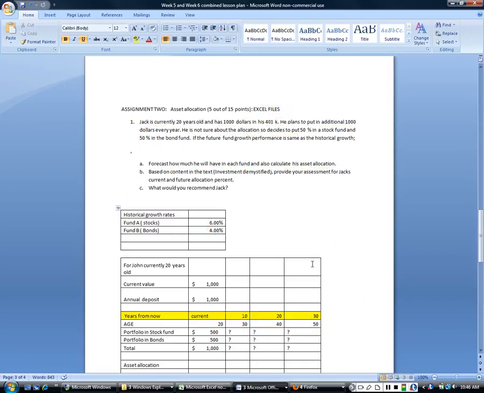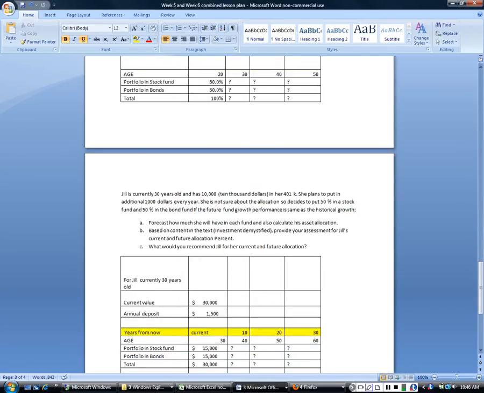Now, let me just talk about the second one. The second one is very similar, except we have just different numbers. Looking at a person this time around, she's 30 years old. She's got a little bit more money to start out with, and she's planning to put a little bit more in every year. We're going to do the same exercise to see what she will have in the future.